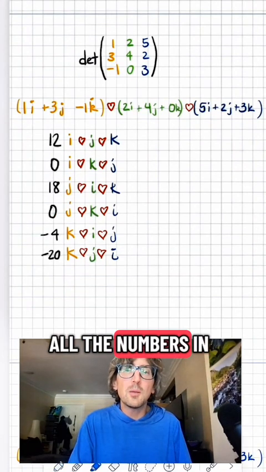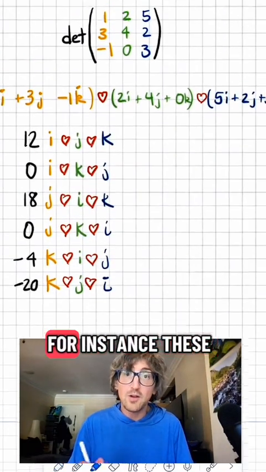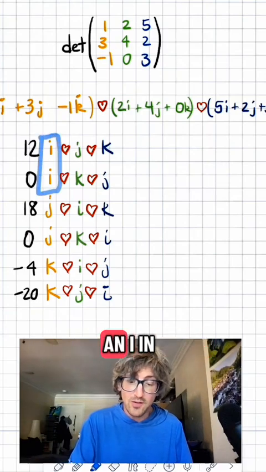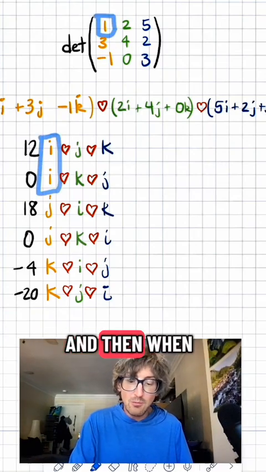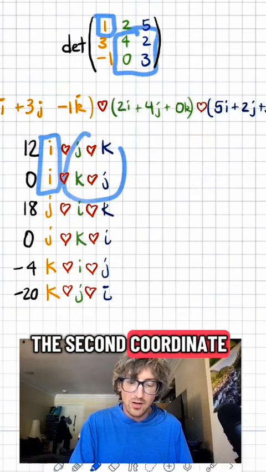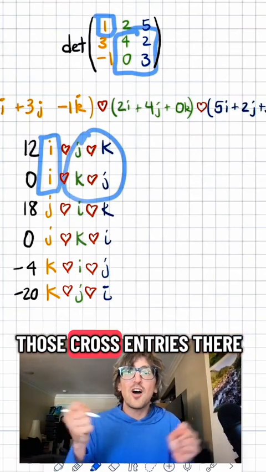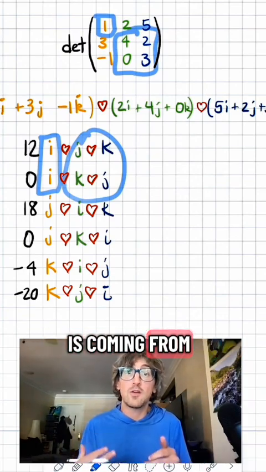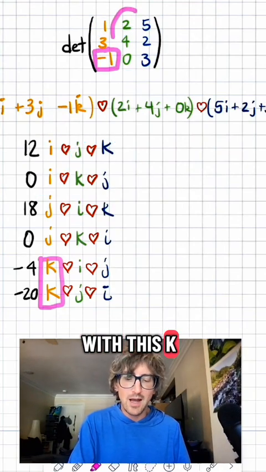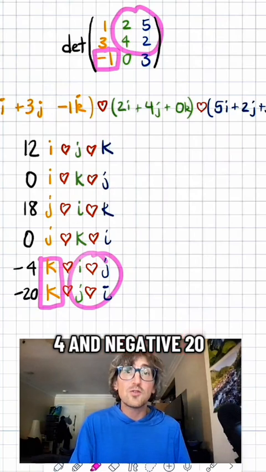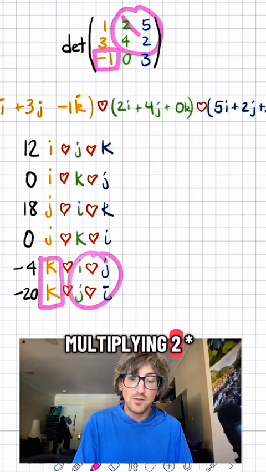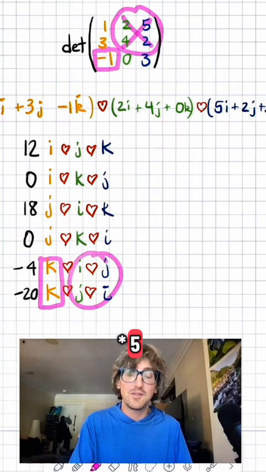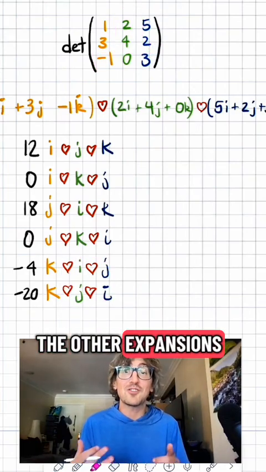When I put all the numbers in, you might start to notice something. For instance, these two both involve an i in the first coordinate, and then when we think about what's happening in the second coordinate, we're actually multiplying those cross entries there. This is where that rule of expansion by minors is coming from. It's the same thing down here with this k. The numbers -4 and -20 are coming from multiplying 2 times 2 and 4 times 5. Pause the video and check out the other expansions and see what you get.